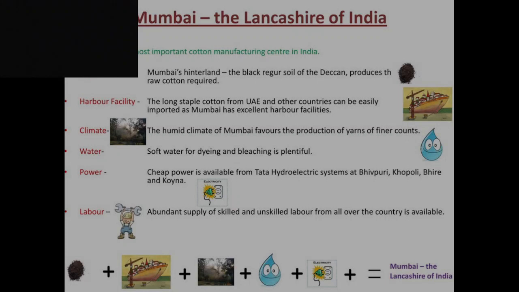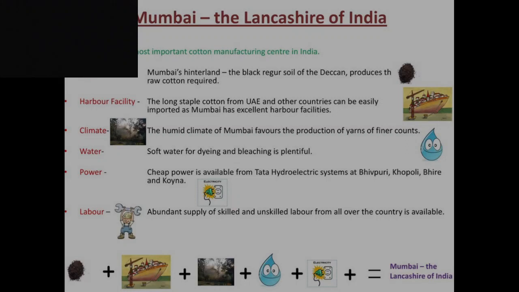First, soil. As all of you know, Mumbai's hinterland, the black regur soil of the Deccan Plateau area, produces the required raw material. Harbour facilities: the long staple cotton from UAE and other countries can be easily imported as Mumbai has excellent harbor facilities. The climate of Mumbai is humid, which is favorable for yarn, fibers, and cones.